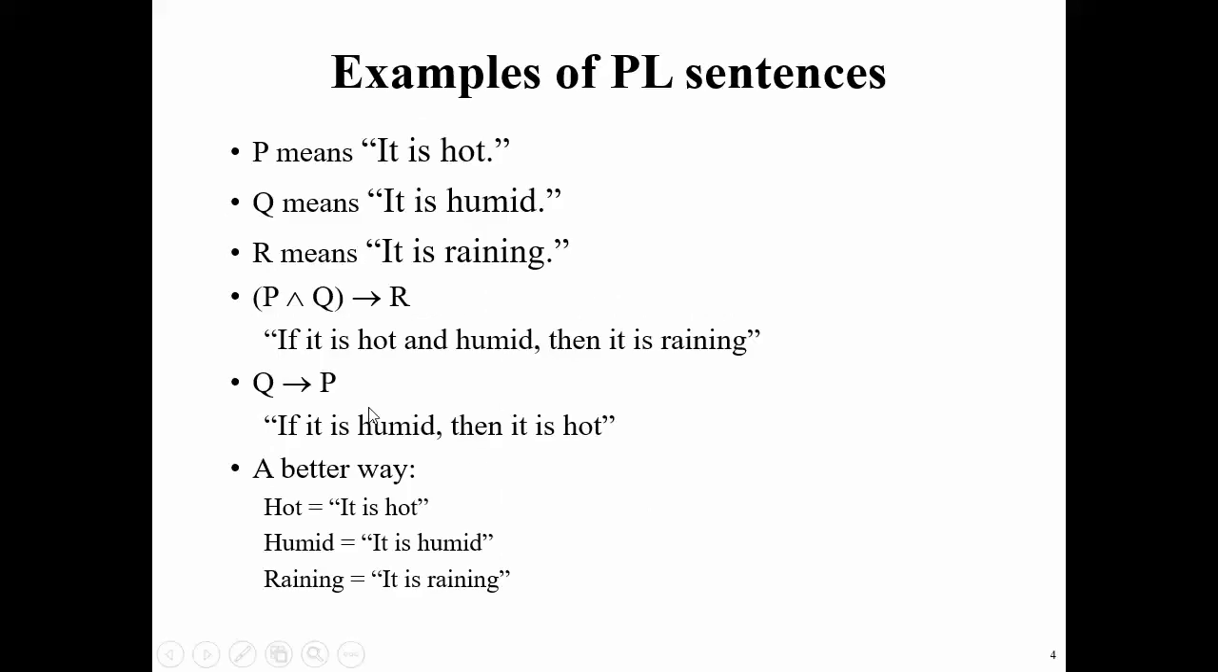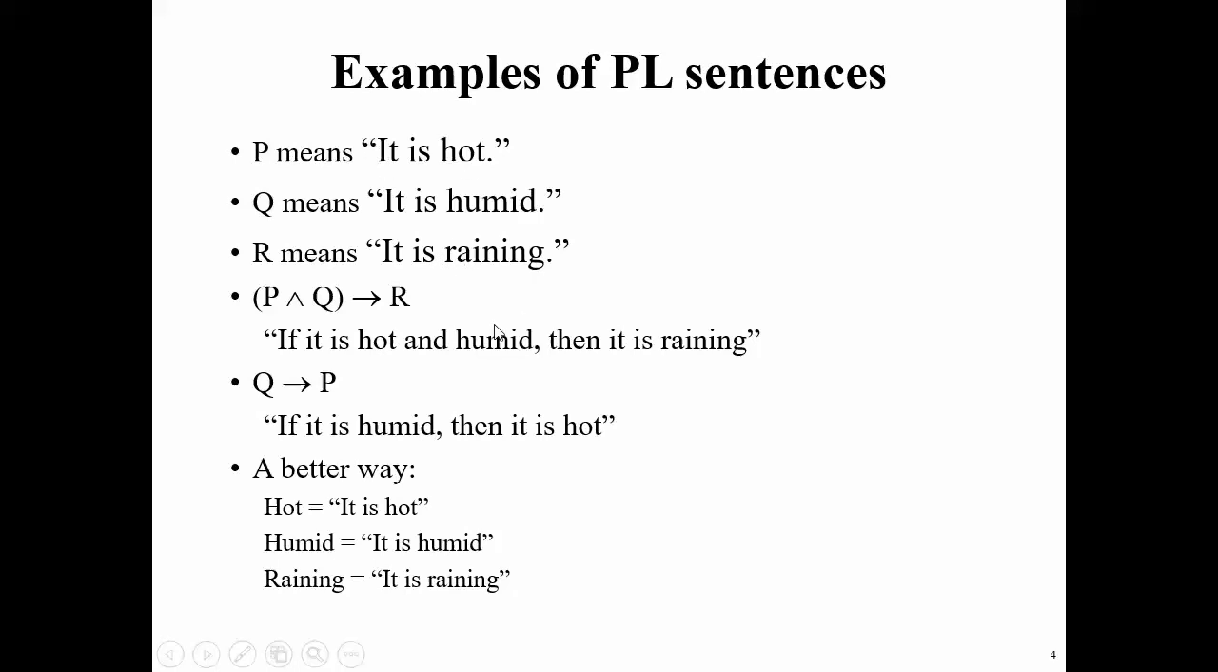See here, I am going to declare the variables. It is hot, I am assigning to the predicate P. It is humid is assigned to the predicate Q. It is raining is assigned to the predicate R. Now I am going to write some complex sentences using propositional logic. If it is hot and it is humid, then it is raining. So if these two conditions are satisfied, then the conclusion is it is raining.